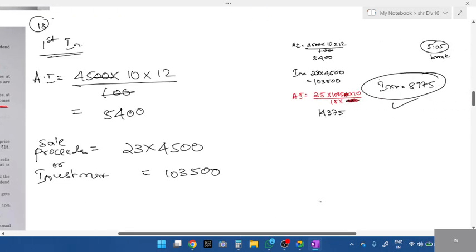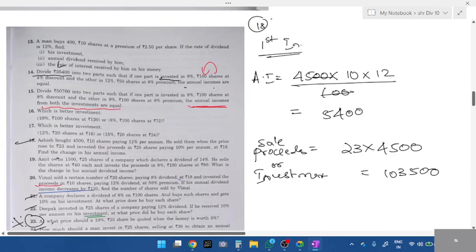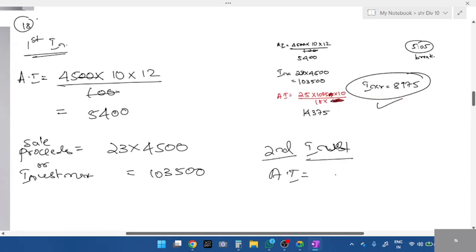So what he does is he invests in the second investment. Look at this. I'll write second investment here. For second investment, what is the annual income formula? All of you will respond. What is annual income, students? Nominal value. What is nominal value given here? 25, right? 25 into number of shares into 10%. Number of shares into 10% divided by 100. Number of shares is missing.